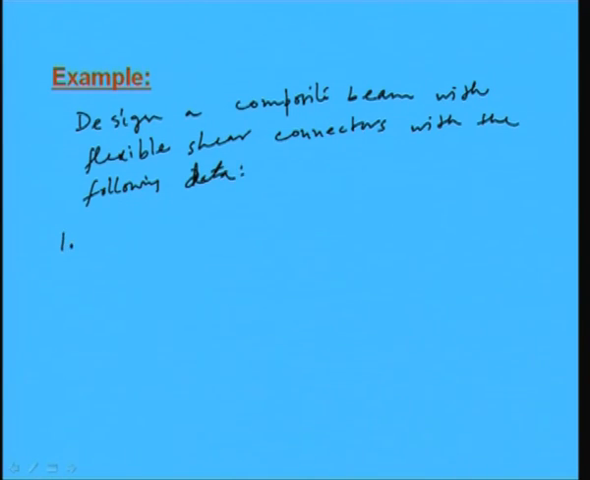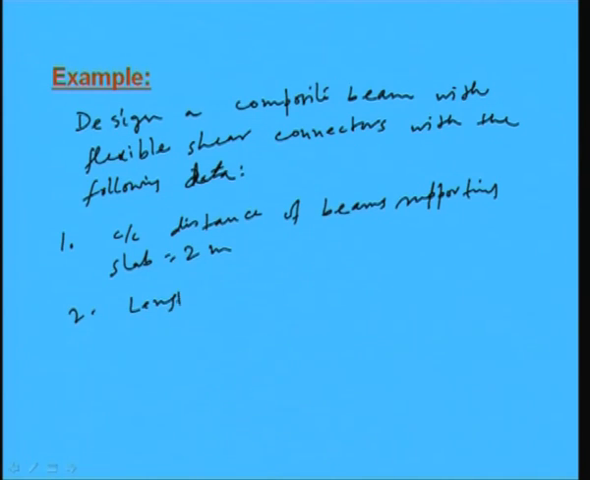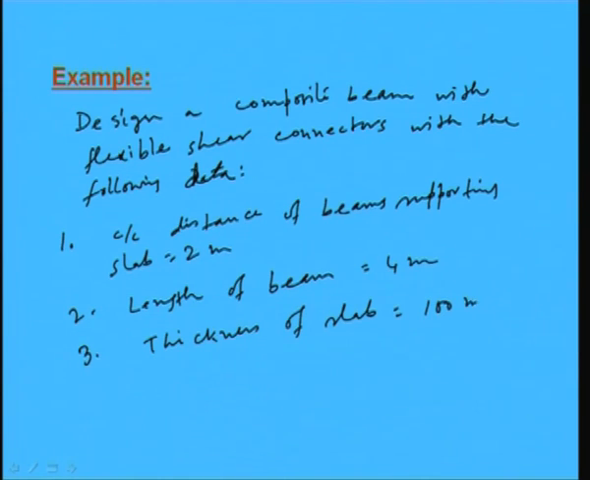One is the center to center distance of beams supporting the slab, that is 2 meter. Then say the length of beam, means span, say 4 meter. Then say the thickness of slab, so let us consider 100 mm, right. Thickness of slab means concrete slab, right.